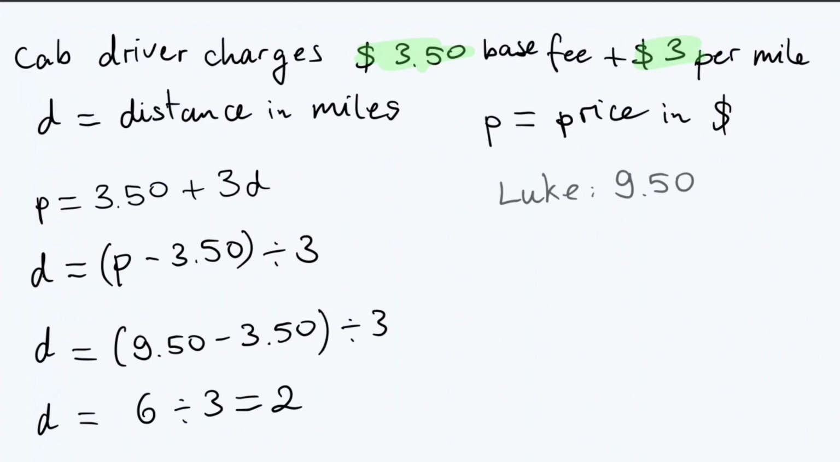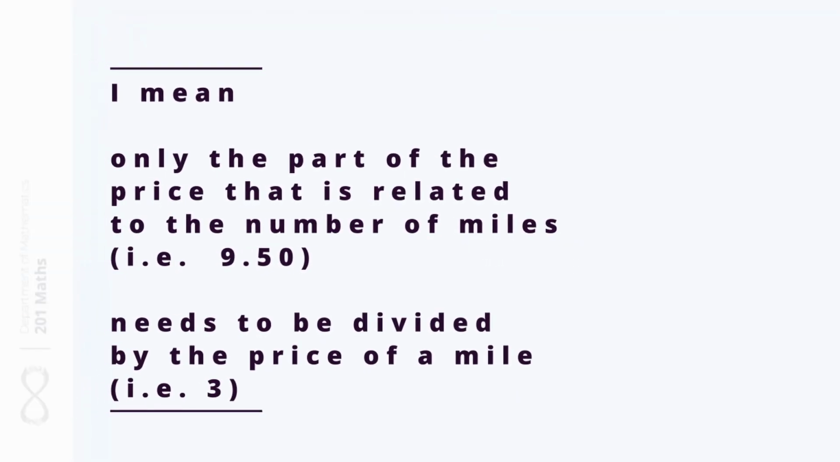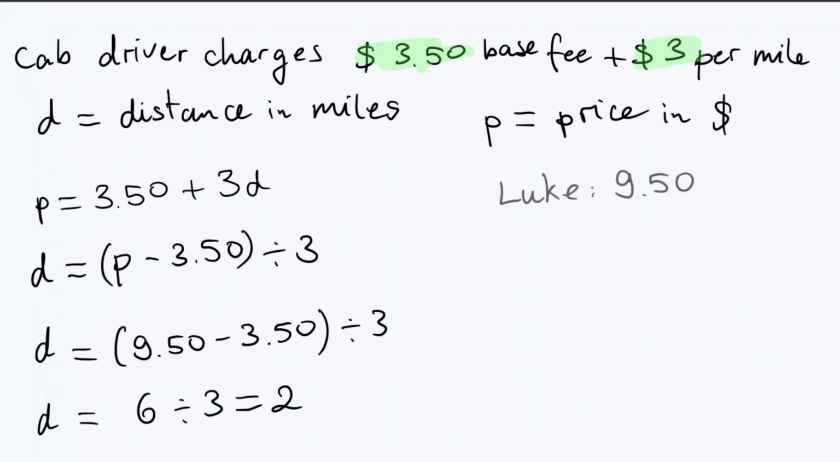All right, so why do we need the brackets here? We need them because we are doing the subtraction before the division. Only the miles change with the distance. So only the miles need to be divided by 3. The $3.50 is paid only once per ride. In other words, we don't want the 3.5 to be divided.